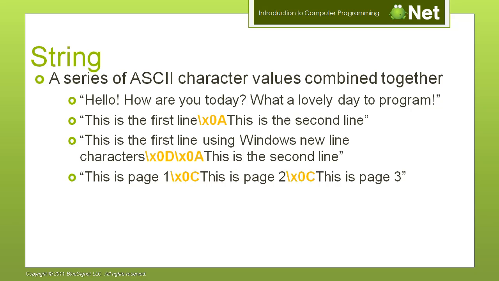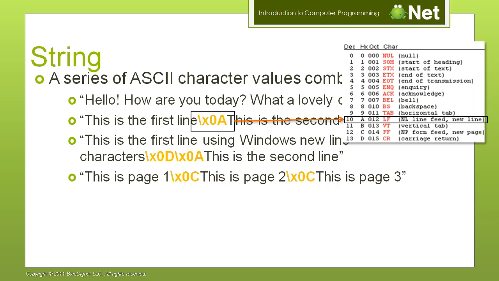So now let's take a look at the examples. So the first one is a string as denoted by the beginning and the ending of double quotes, and in that is a sequence of characters. So you have hello, exclamation point character, space character, capital H character, lowercase o character, how are you today, what a lovely day to program. Then we can also see these special characters.